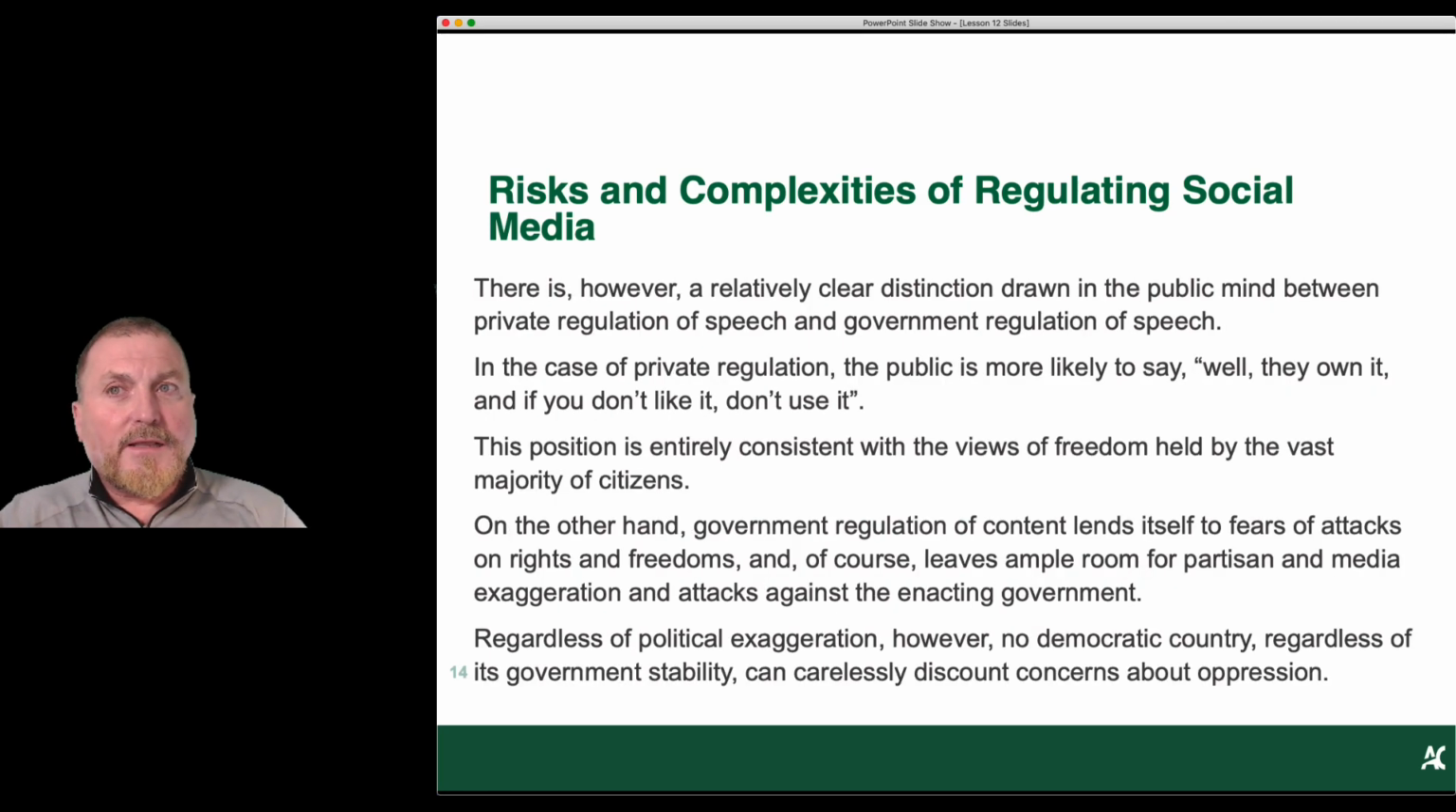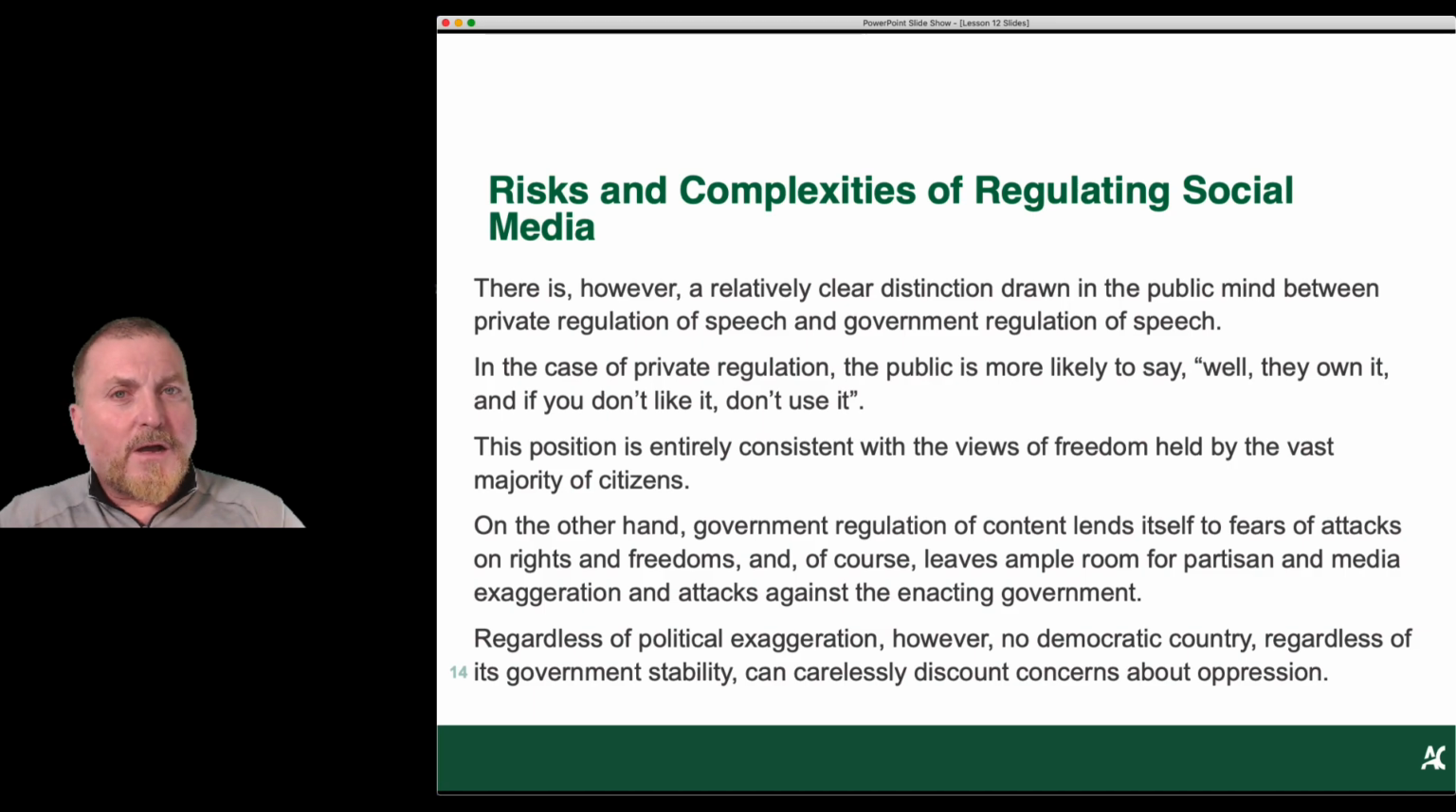There is, however, a relatively clear distinction drawn in the public mind between private regulation of speech, which is what I was just talking about, when newspapers regulate what they publish and social media regulates through algorithms what's seen, and so on, and government regulation of speech, right? In the public consciousness, there's a distinct difference between the two, right? In the case of private regulation, the public is more likely to say, well, they own it, and if you don't like it, don't use it, right? This position is entirely consistent with the view of freedom held by the vast majority of citizens in liberal democracies.